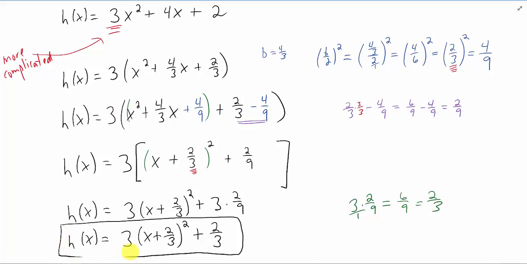Okay, so this is a quadratic that is shifted to the left 2/3 units. It's stretched vertically by a factor of 3, and it's also shifted up by 2/3 units.